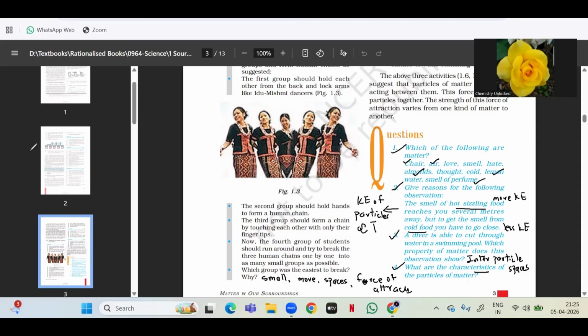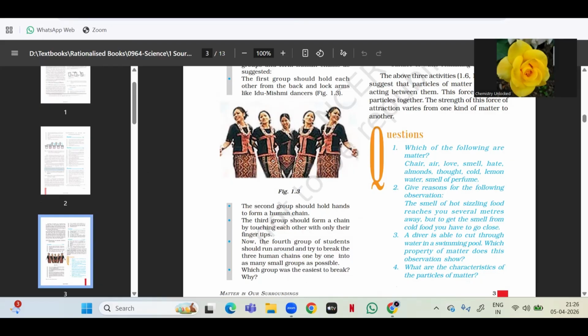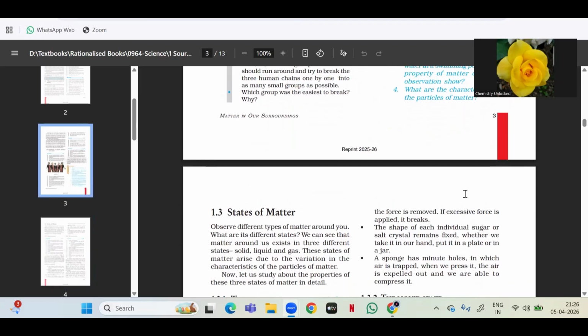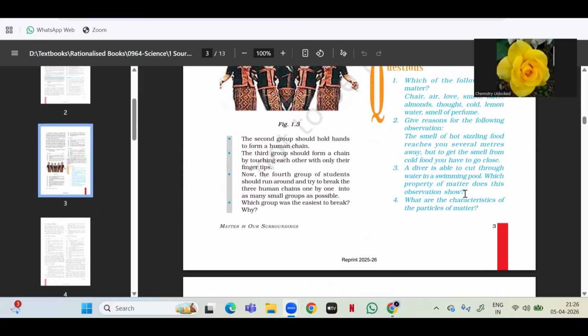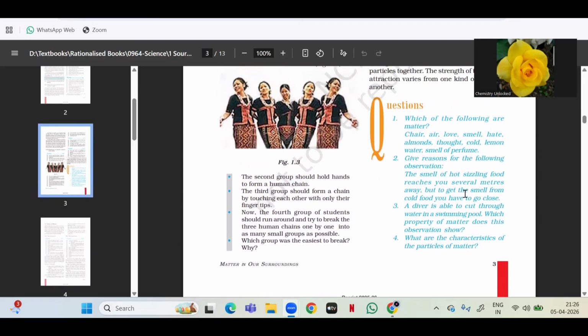Is there any other question? Let's see the next page. Let me scroll down. Fourth question, yes. So we have discussed all the 4 questions. I hope you are getting a clear picture of the activities and what this chapter is trying to tell you.